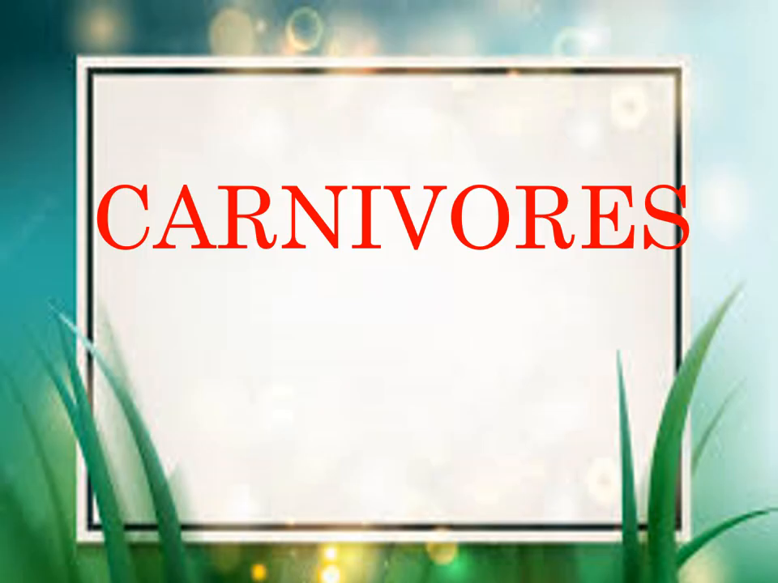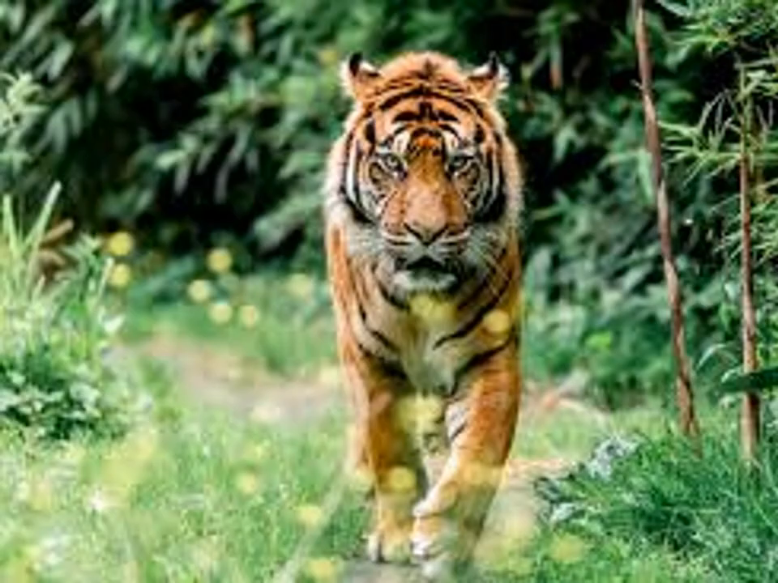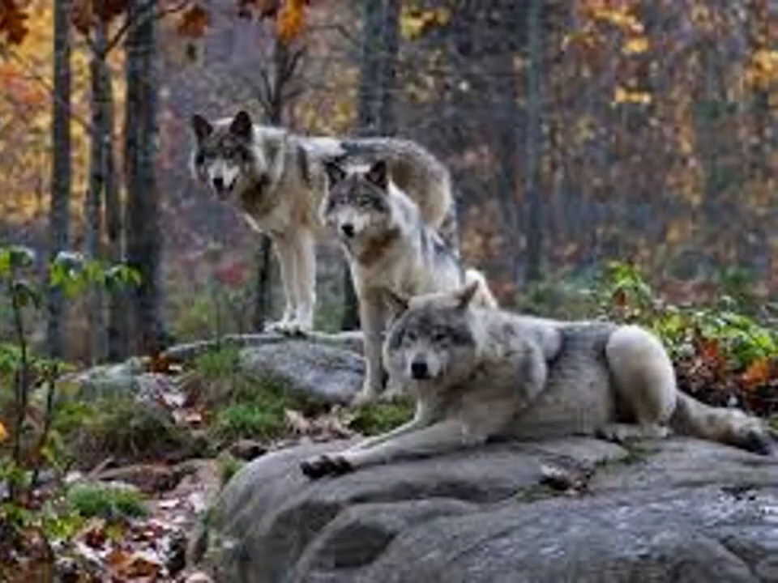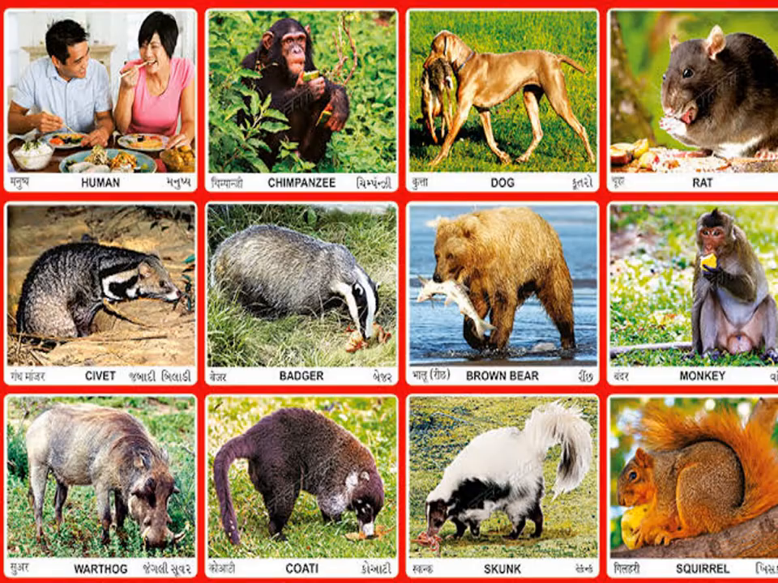How about carnivores? Carnivores are meat eaters. These are organisms that eat other animals. These are the examples of carnivores. Now, what are omnivores? Omnivores are animals that eat both plants and animals.